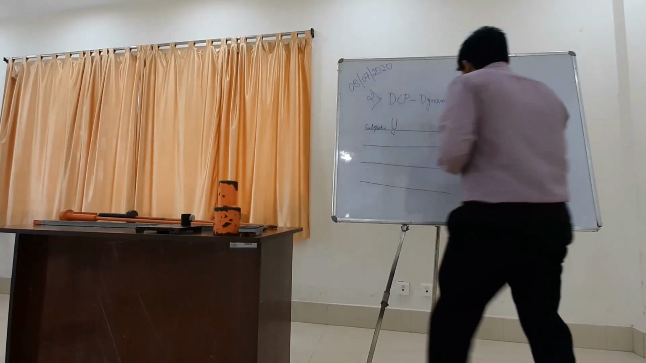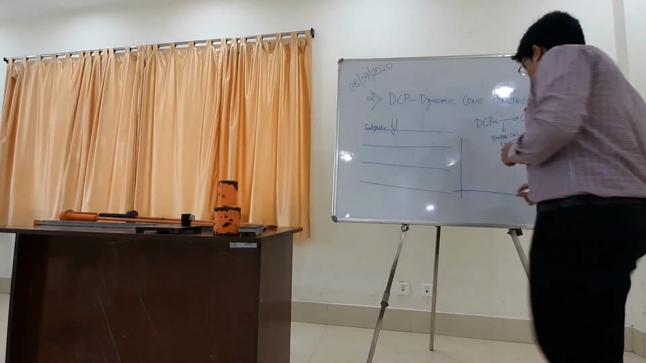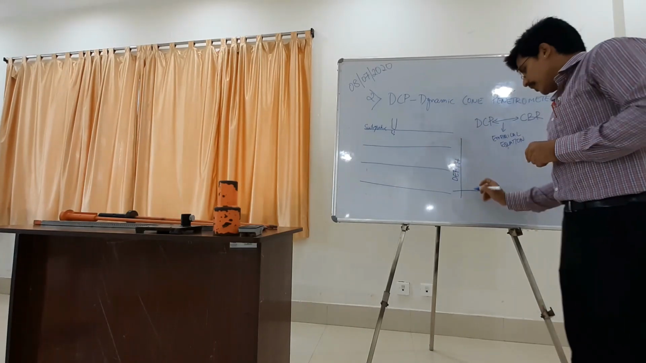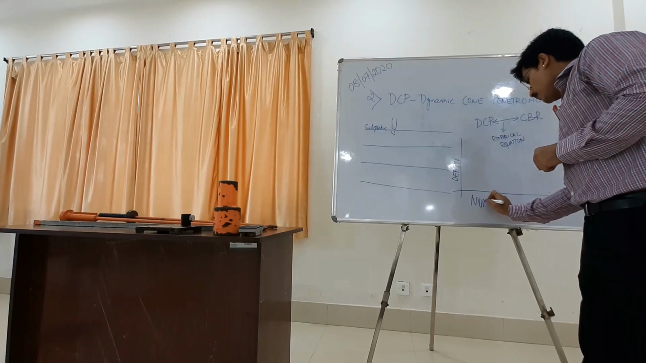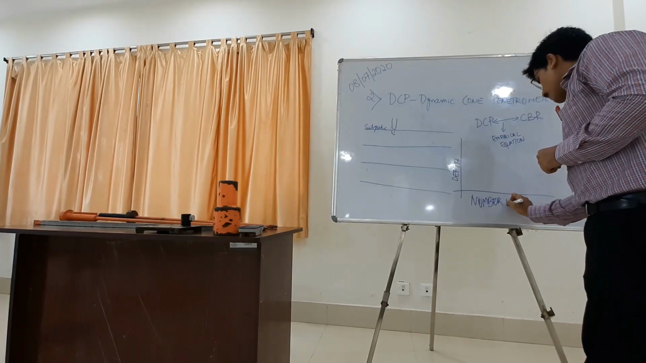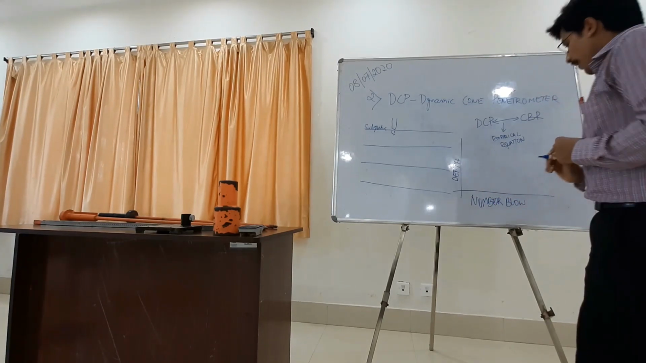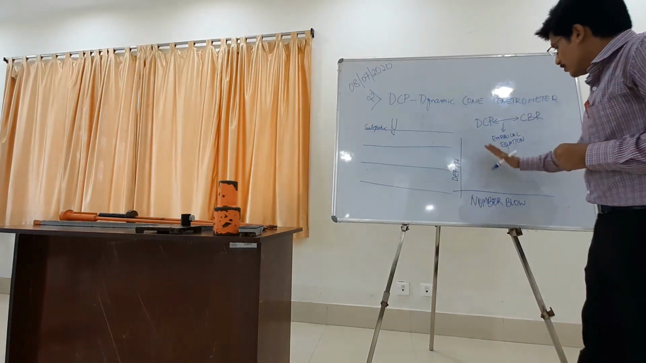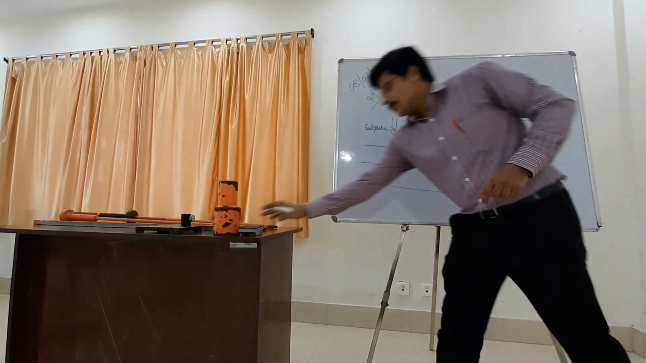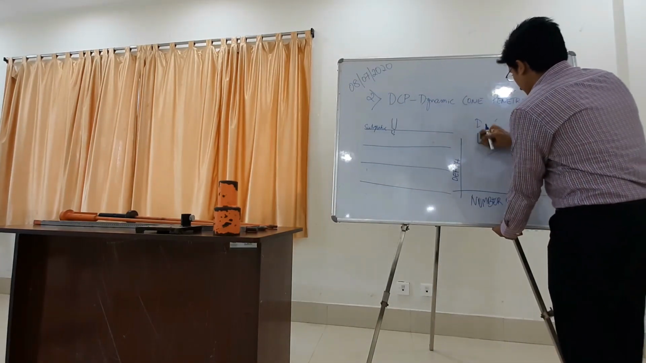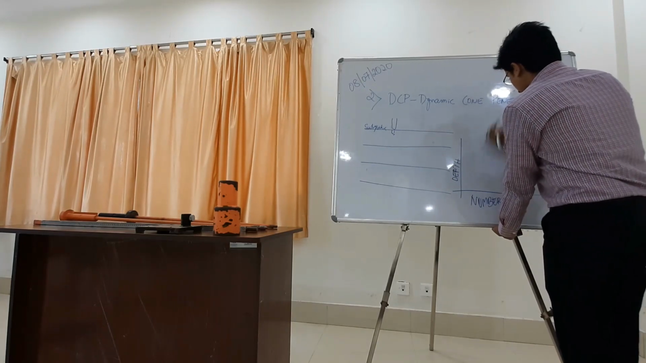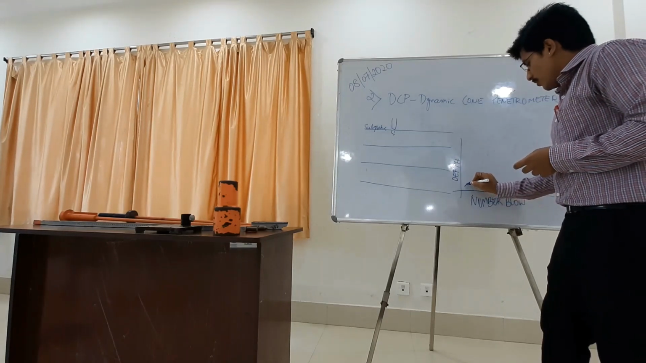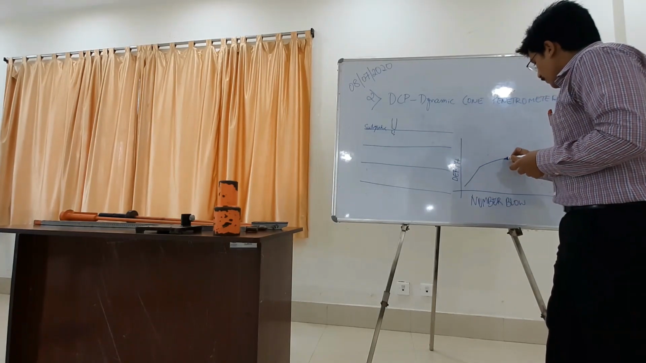So once you get the data, you plot depth of penetration against number of blows. So what happens here, if you increase the number of blows, it goes deeper and deeper. So let's say this is where we start, 0 blows. So you get different kinds of curves like this.